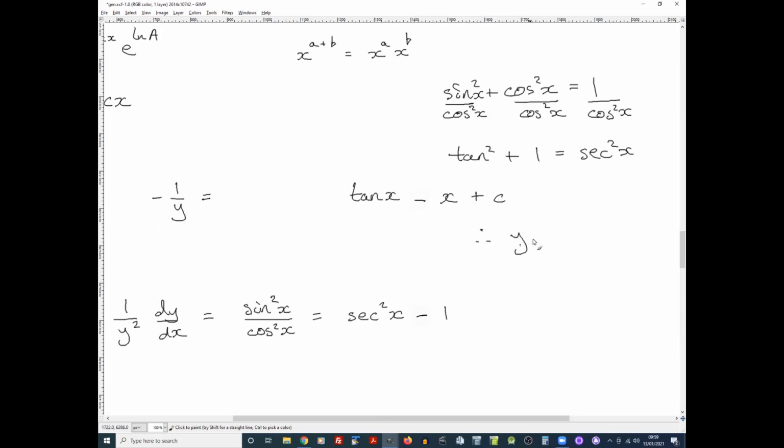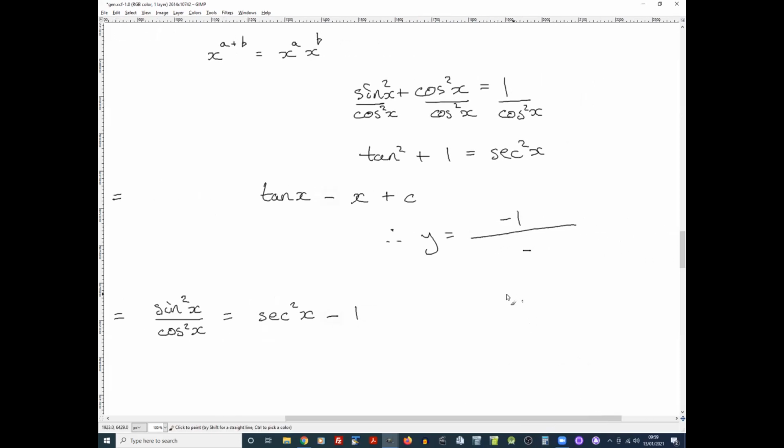So y equals what? Minus 1 over tan x plus c. All of it, yeah. So again, the constant ends up kind of hidden. It's not plus c in the end. Don't worry about that. That's where it is. And you've got y as a function of x. Okay.